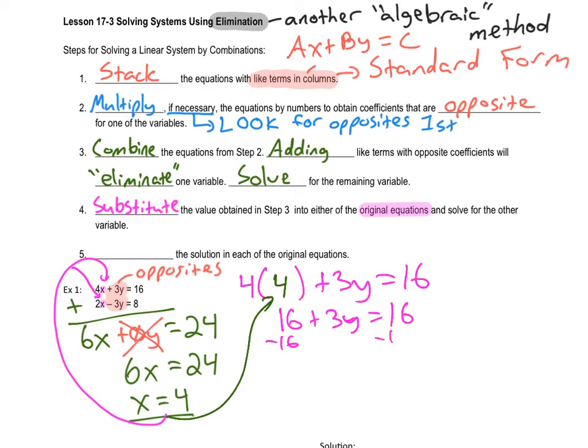Subtract 16 from both sides. What do we get? Equals 0. Does that mean no solution? No, 0 is a number too. Don't discriminate. Now what? Divide by 3 to get the y by itself. And 0 divided by 3 is 0. Y is 0. So now we have both pieces of our solution.